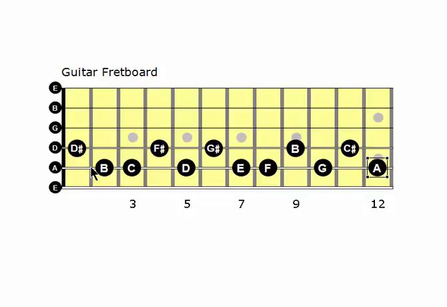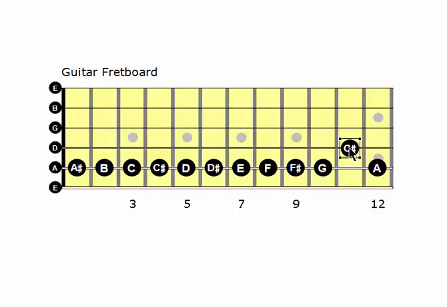In between A and B is A sharp. In between C and D is C sharp. In between D and E is D sharp. In between F and G is F sharp. In between G and A is G sharp. Got that right.